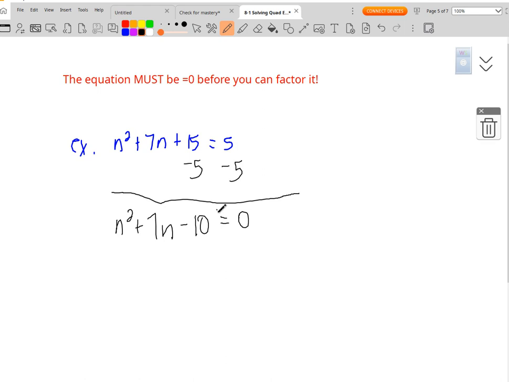Jacob? Thank goodness, because I was just thinking that doesn't work to factor. Yep, get rid of the plus, my bad. Thank you, Jacob. 15 minus 5 is not negative 10, it's positive 10.